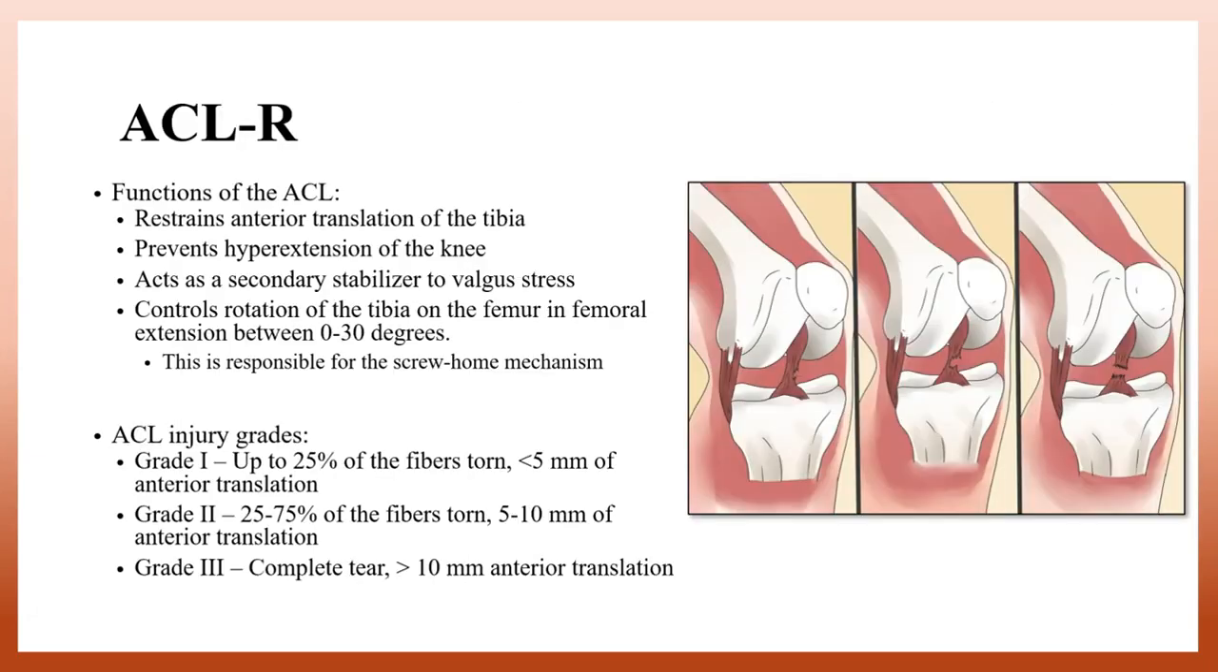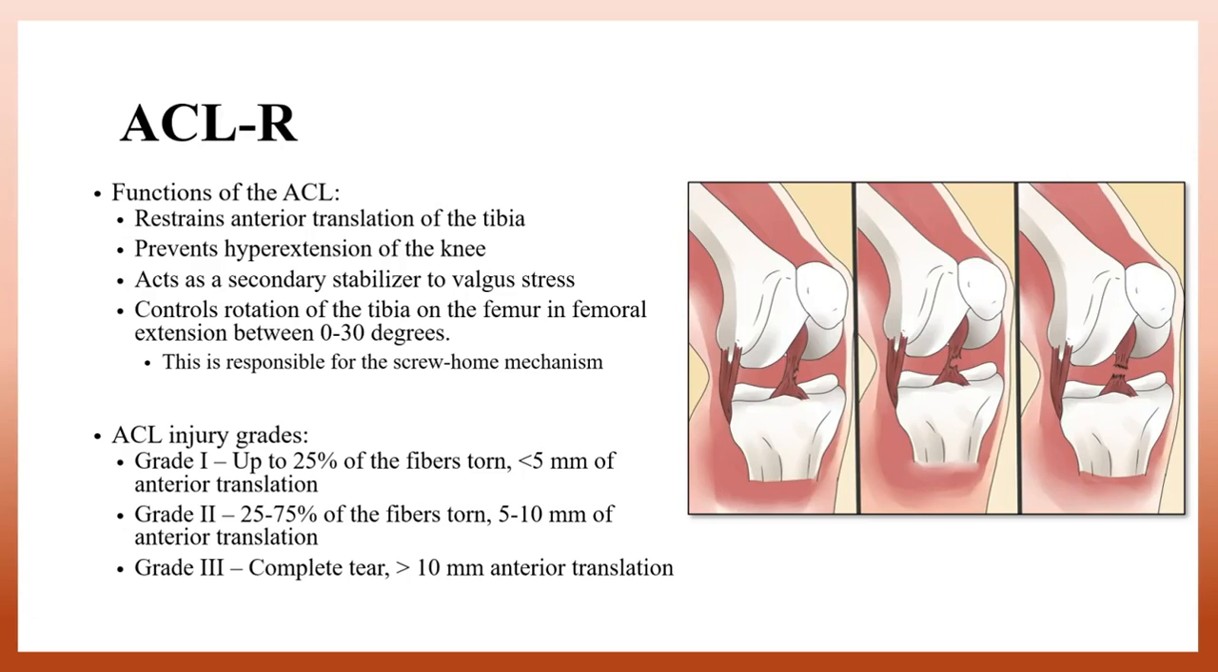What are the functions of the ACL? Well, the primary function is that it restrains anterior translation of the tibia. And that's important. If you think about your anterior drawer test and your Lachman's test, these are all tests that are trying to test the integrity of the ACL. So if the ACL prevents excessive anterior translation, we want to provide anterior translation to see if it is intact or not. It makes perfect sense when we think about it that way.